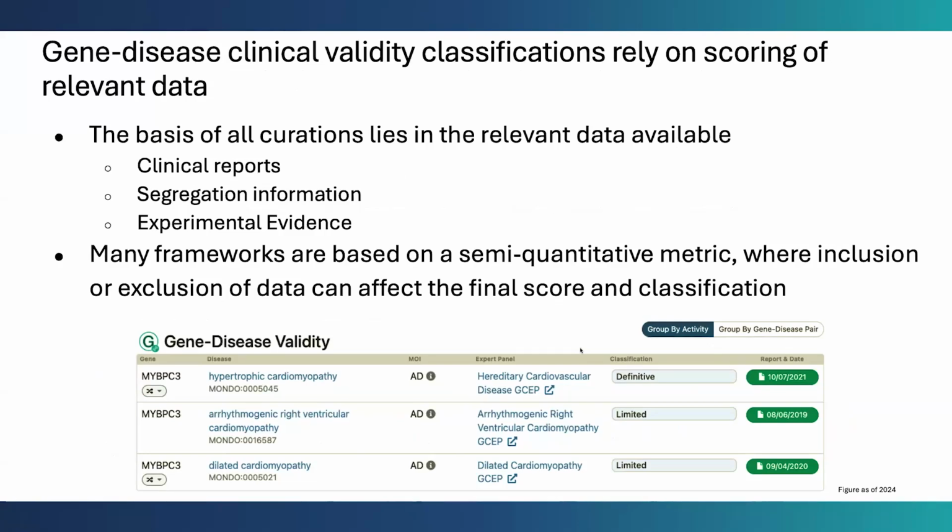Except for the fact that when you're using a semi-quantitative method, the basis of all our curations lies in the relevant data available. So it really is important for us to define the disease and the phenotypes in the spectrum, because that is ultimately going to affect what we include in the score and what we exclude. So we're going to really be considering what points we can even consider and begin to score. And that includes clinical reports, case reports, segregation, experimental evidence. The whole range of information that we collect is very dependent on defining that disease.